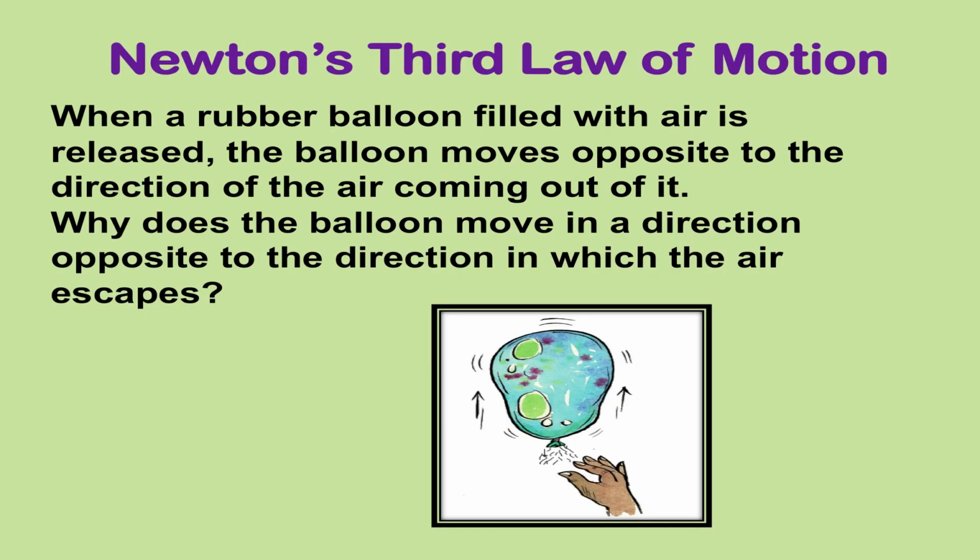Now let us discuss Newton's third law of motion. You must have noticed that when a rubber balloon filled with air is released, the balloon moves opposite to the direction of the air coming out of it. Why does the balloon move in a direction opposite to the direction in which the air escapes? Let us find out. You must have also noticed that when you jump from a boat to the river bank, the boat moves in the backward direction.